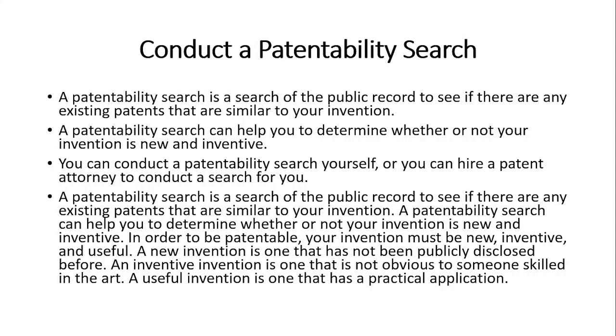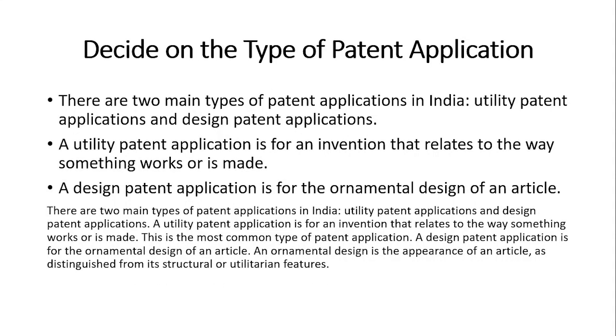After that, you can conduct a patentability search yourself, or you can hire a patent attorney to conduct a search for you. A patent attorney is available with the patent office. You may utilize one to search for a patent. So, these are all the patentability searches you should conduct after writing the patent abstract. Now, you may decide to apply for the patent.